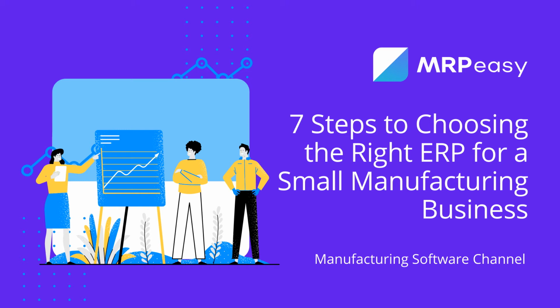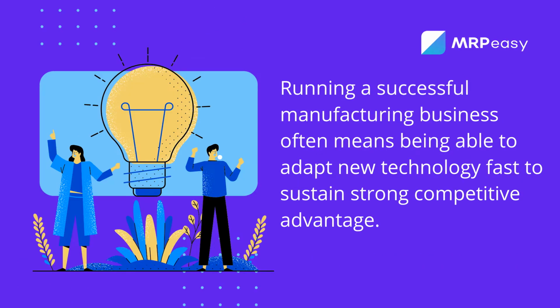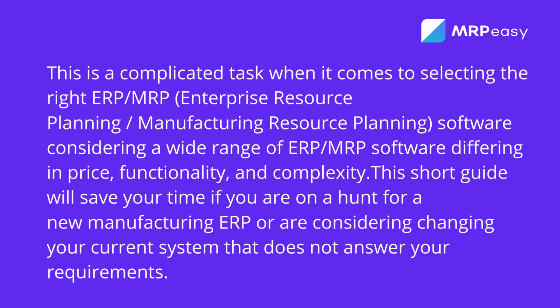7 steps to choosing the right ERP for a small manufacturing business. Running a successful manufacturing business often means being able to adapt new technology fast to sustain strong competitive advantage.